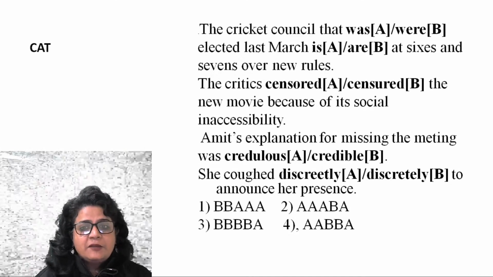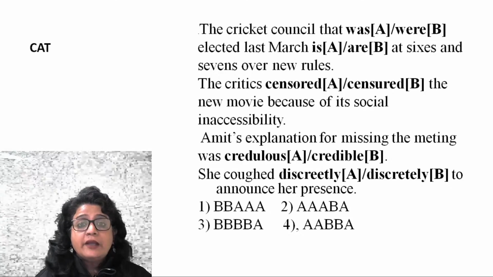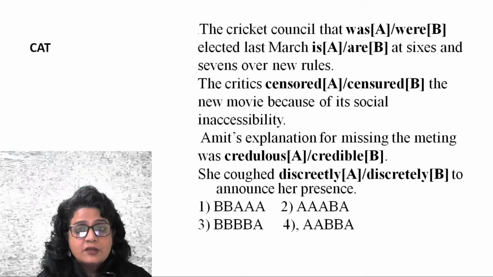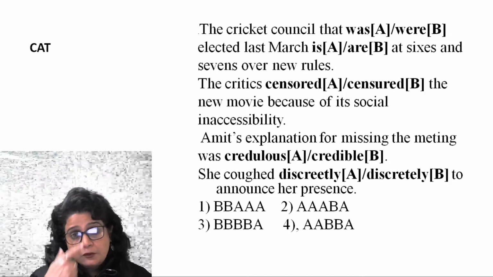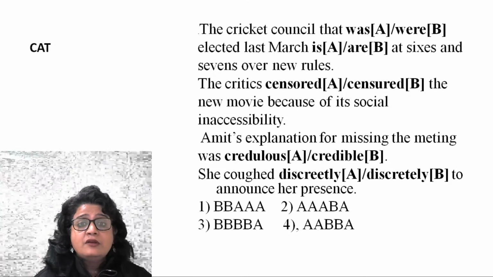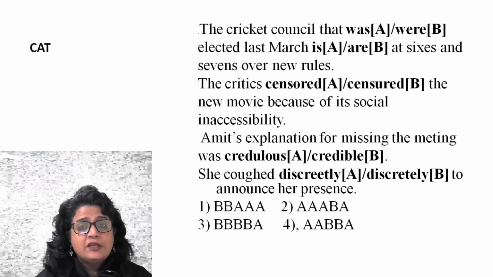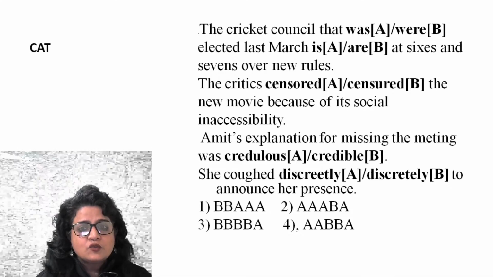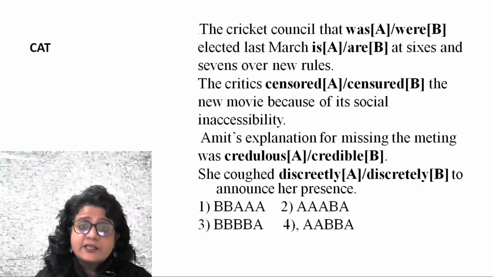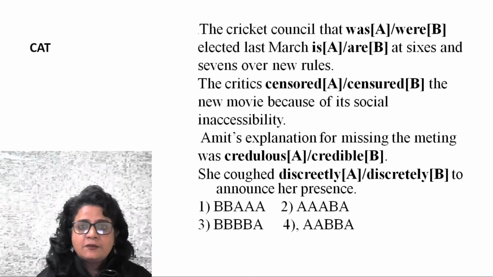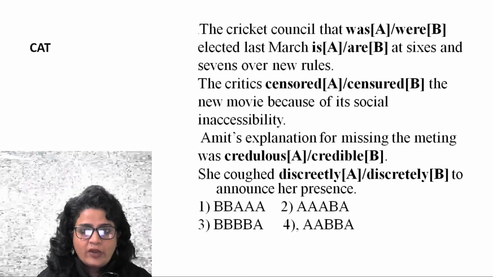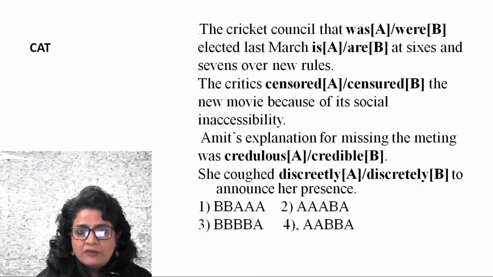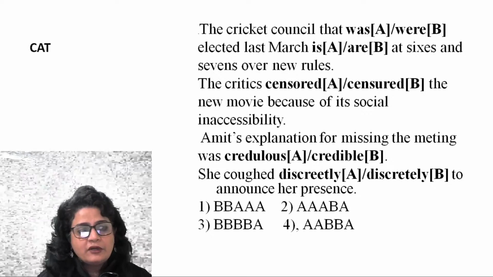Next, Amit's explanation for missing the meeting was credible. Something is credible, somebody is credulous, right? Credulous is someone who is gullible, who is very trusting, who trusts others very easily, right? जो दूसरों पे बहुत easily भरोसा कर लेता है. An explanation cannot be credulous. An explanation can be credible, right? So B for the second and B for the third as well, right? B for the third, B for the fourth.